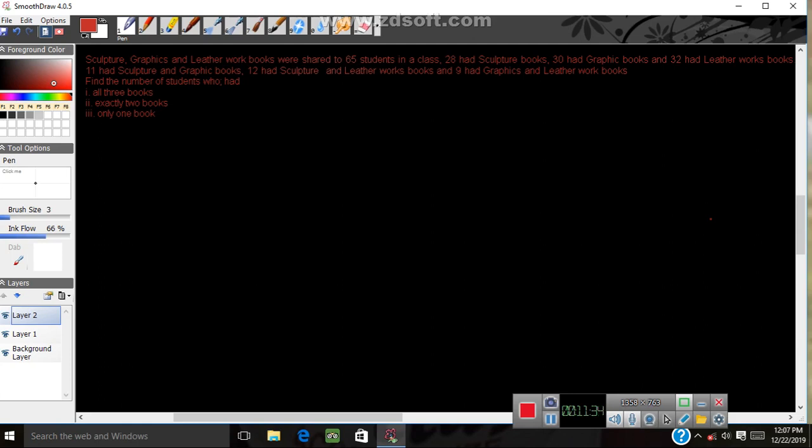Go on. 11 had sculpture and graphics. These are two. Then 12 had sculpture and leather works, and 9 had graphics and leather works. So you can see these are the three of the two intersections. They are 11, 12, and 9. Then we are being asked to find all the three. That is x, unknown. We already know our formula, so we know what to do. Then we just come on. So let us see how we handle this question.